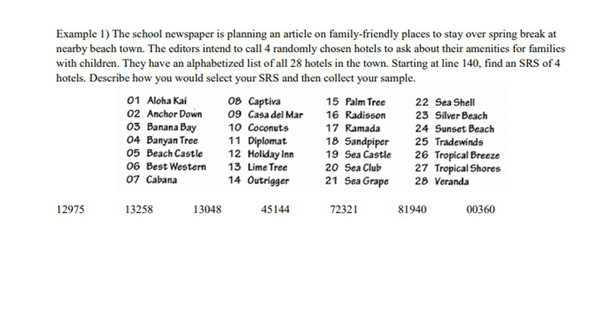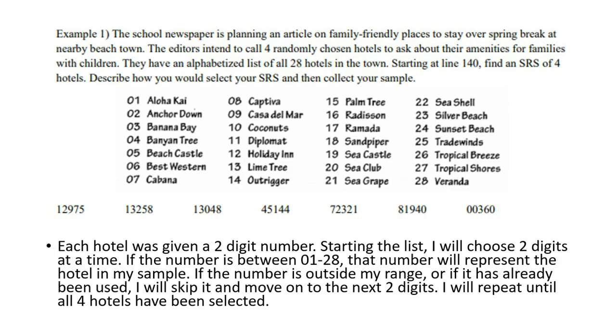If you want to describe how the SRS was collected, you would just say that each hotel is given a 2-digit number starting at the top of the list. I will choose 2 digits at a time. If the number is between 01 and 28, then it represents the hotel in the sample. If it's outside the range, or we've already selected it, there's your without replacement, we skip it and move on to the next 2 digits. You repeat this until the 4 hotels are picked.